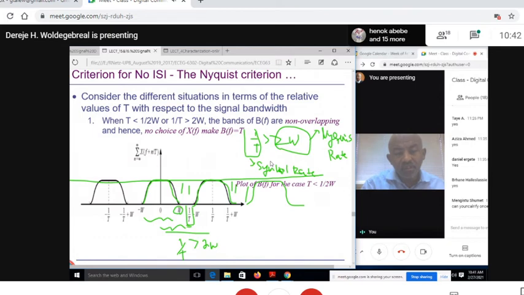Twice of w is actually the Nyquist rate. So 1 over t is the symbol rate and twice of w is the Nyquist rate. What this equation says is you cannot operate beyond the Nyquist rate.